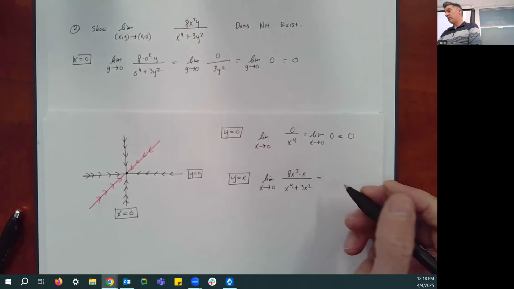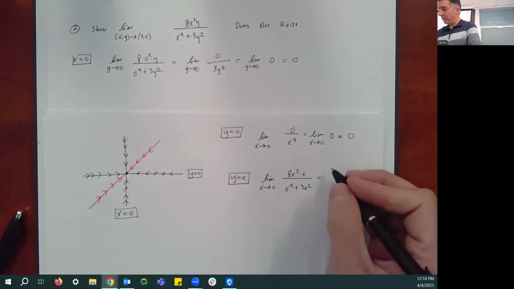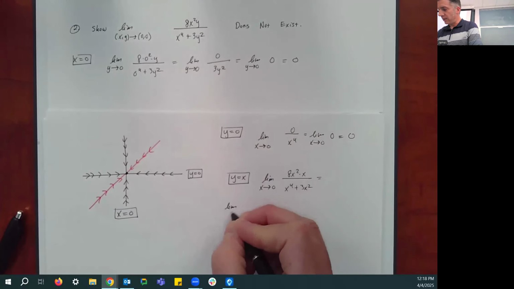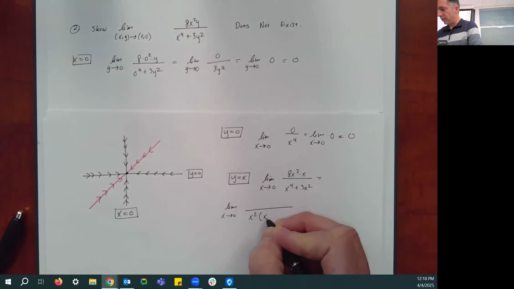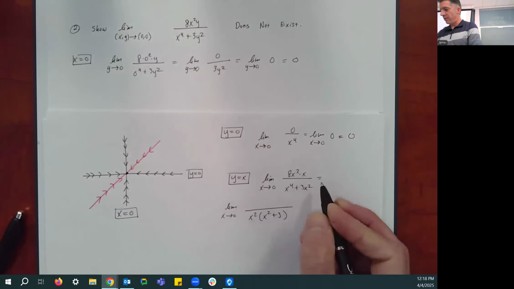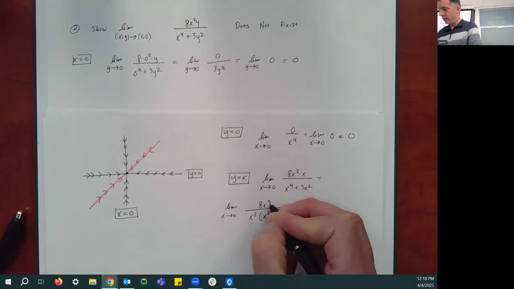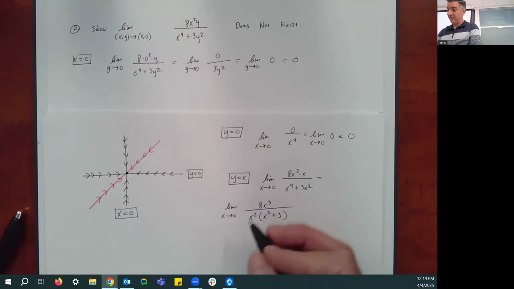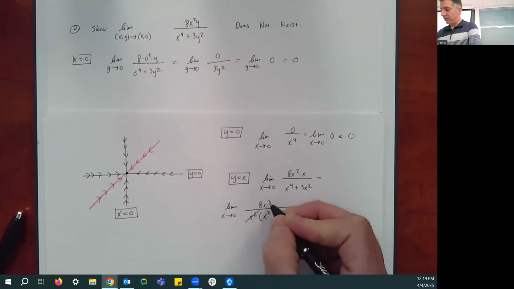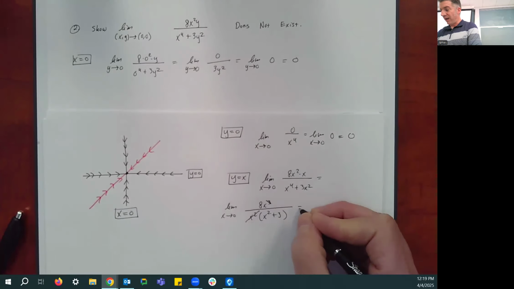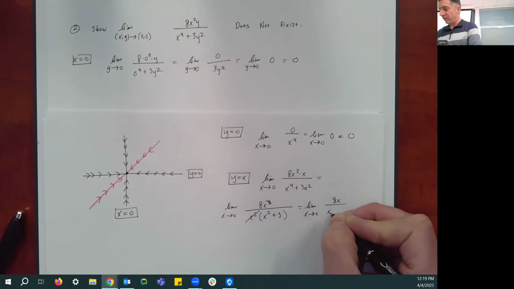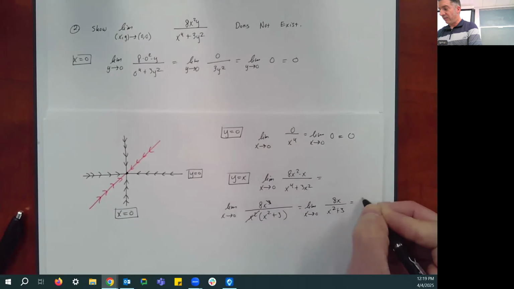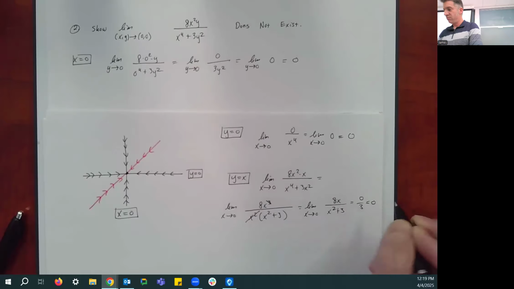So simplifying this, what I'm really going to do is factor out an x squared from the bottom. So I have the limit as x approaches 0 of x squared times (x squared plus 3) on the bottom. On the top, I have 8x cubed. I cancel as many x's as I can. So I cancel an x squared there and 2 of them there. I'm left with the limit as x approaches 0 of 8x over x squared plus 3. And then if I plug it in, I get 0 divided by 3, which is 0, which doesn't help me.